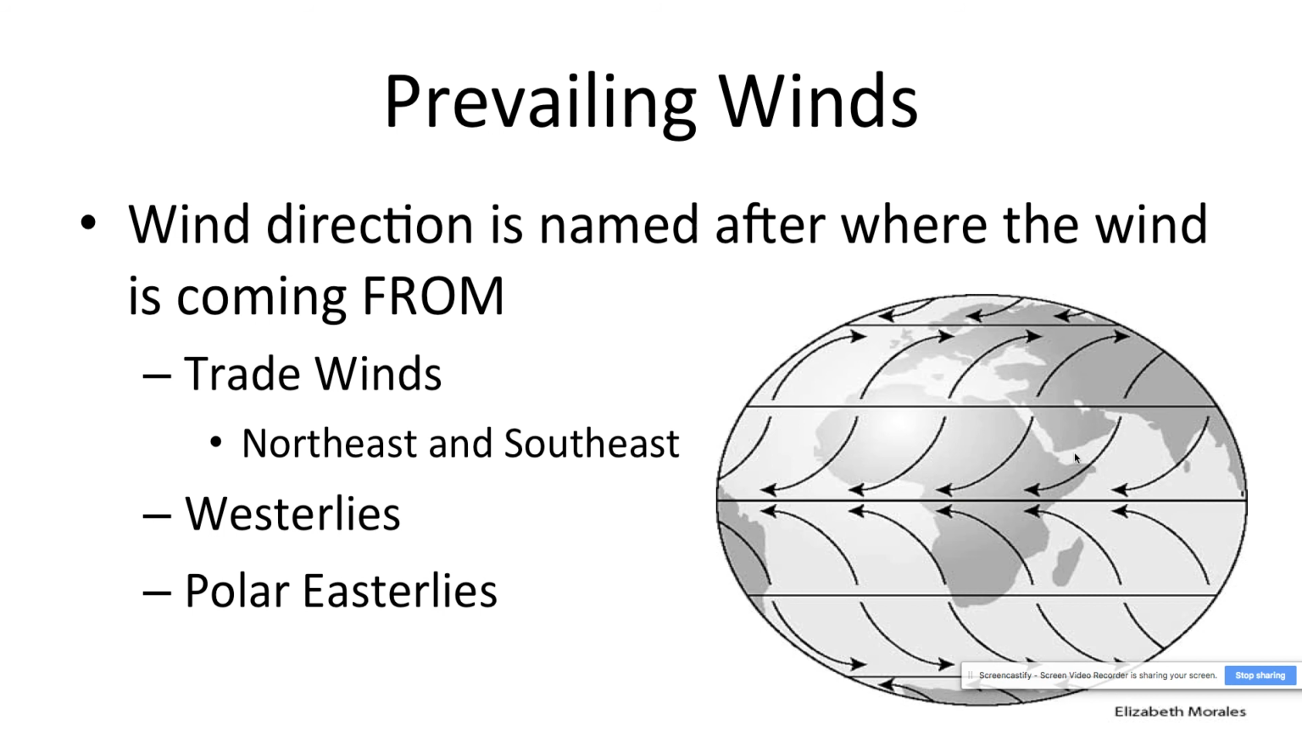These winds are named after where the wind is coming from. So you have these trade winds coming from the northeast, the northeast trades, and these are the southeast trades. Here are my westerlies, coming in from the west, and my polar easterlies coming in from the east.